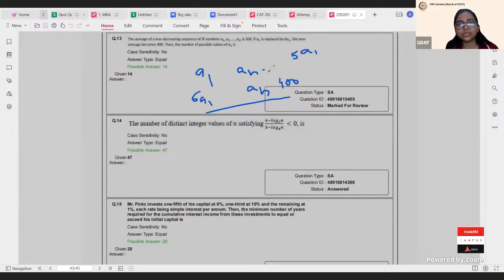So here the plain and simple thing that we can do is if we find the value of A2 to AN in each of these cases, it will come around to be 300 minus A1 in the first case and 400 minus 6A1 in the second case. So if we equate both of them, we can find the value of A1, right? So like 300 minus A1 comes around to be equals to 400 minus 6A1.